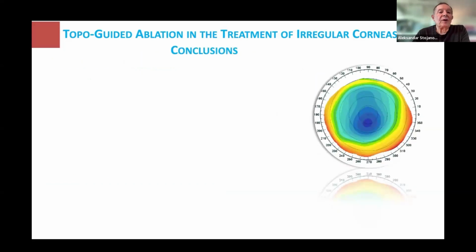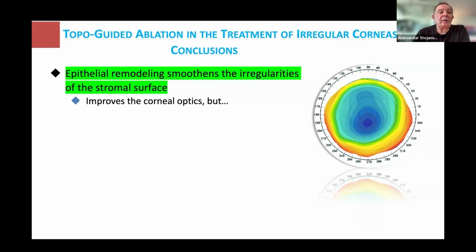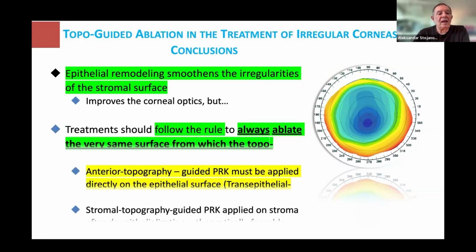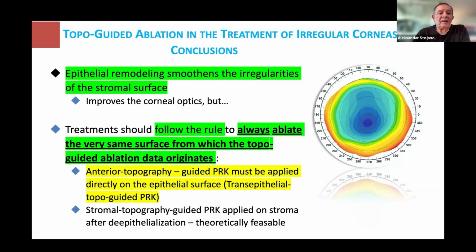So, topo-guided ablation in the treatment of irregular cornea. Epithelial remodeling smoothens the irregularities of the stromal surface and improves the corneal optics. But normally it is not enough. That's why we get the patient. And if we have to treat this patient with topography-guided custom ablation, we must follow the rule to always ablate the very same surface from which the topo-guided ablation data originates.